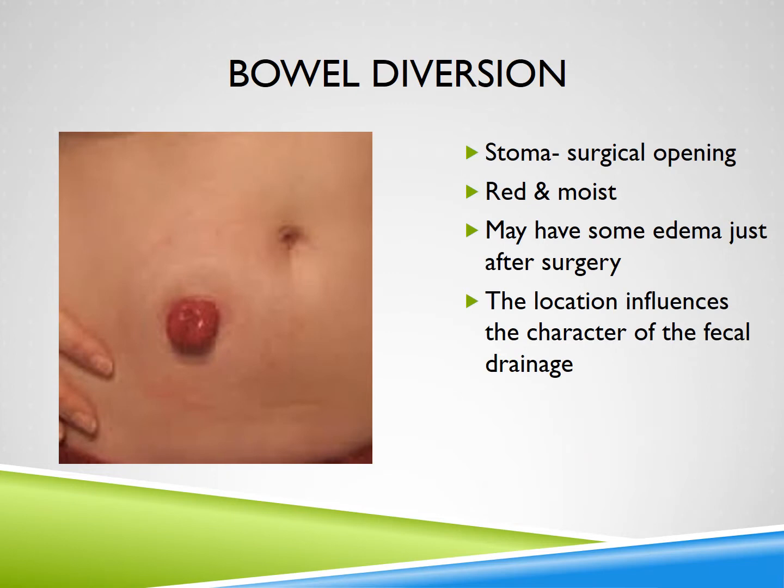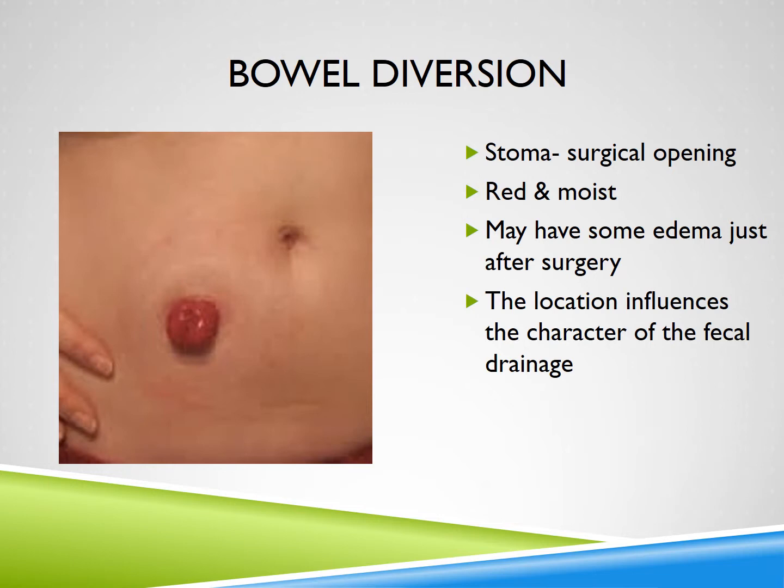In this slide, we see an example of a stoma. A stoma is a surgical opening into the bowel. We want the stoma to be slightly red and moist in appearance. We don't want to have active bleeding or have it be purple. Stomas right after surgery will be somewhat more red than later on. There might be some edema or swelling associated with the stoma right after surgery.